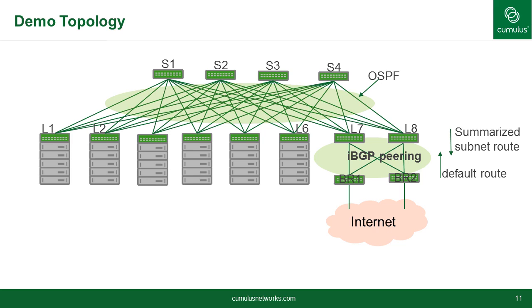BR1 and BR2 are the border routers which are connected to the internet. You essentially have IBGP peering going on between the border leaf and the border router. Everywhere else, you're running OSPF. L7 and L8, for example, are running OSPF between spines S1 through S4, and they're running IBGP to the border routers as well as part of this topology. So this is the topology that we'll take a look at and walk through.